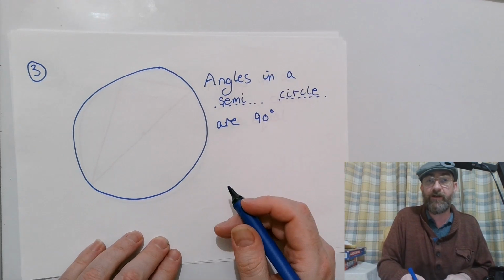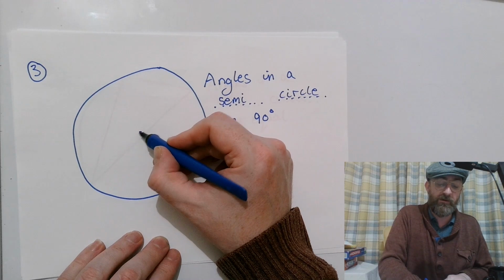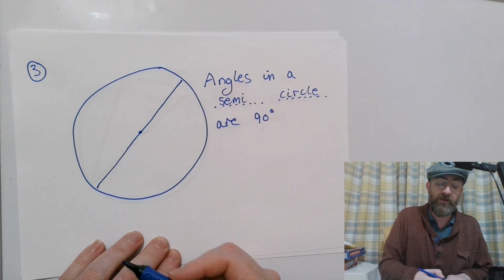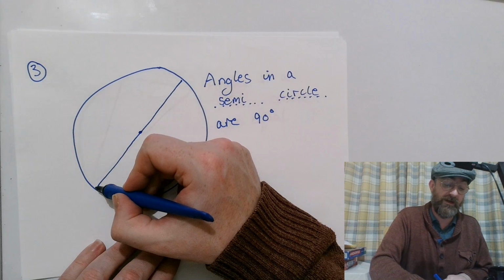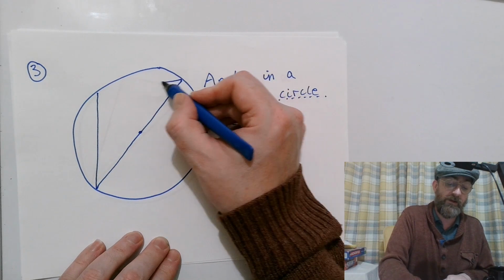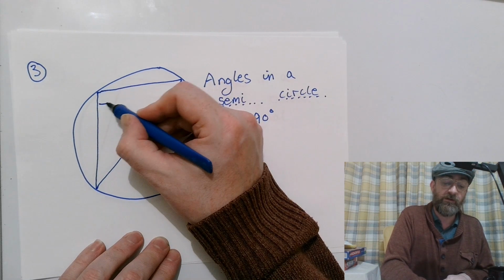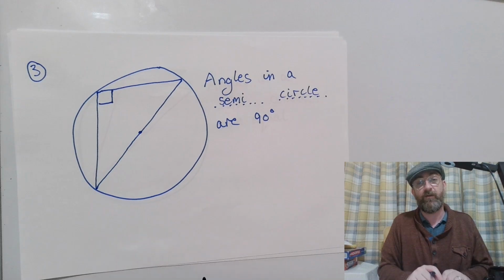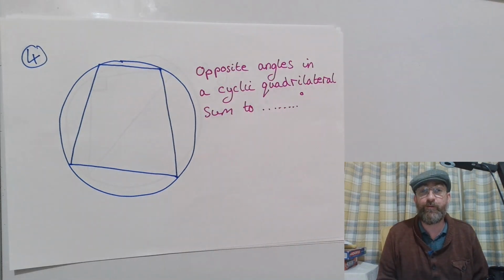And let's have a look at the diagram then. If you've got a diameter going through the centre there, then when you draw an angle from that diameter into the semicircle, anywhere on that circumference, you get a right angle there, you get 90 degrees. Lovely.